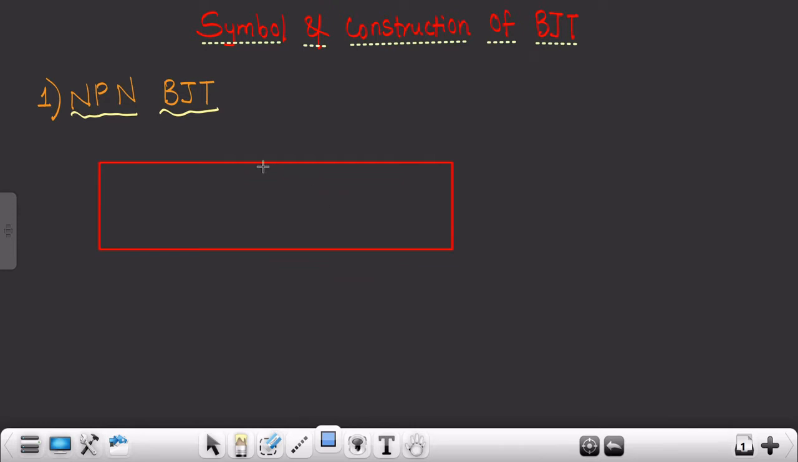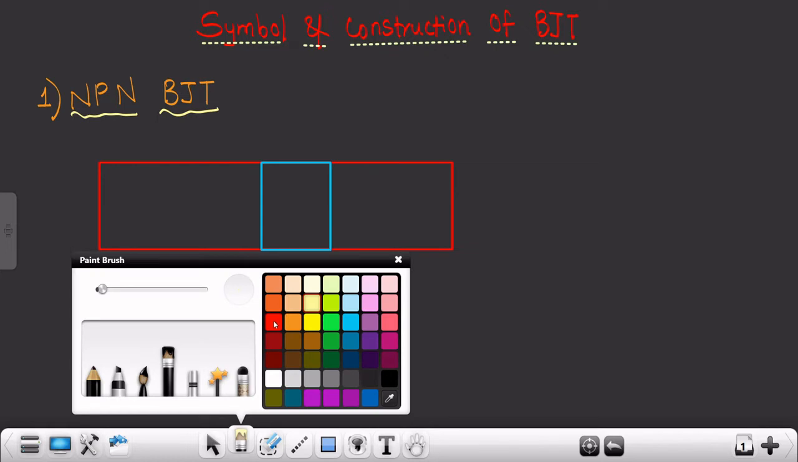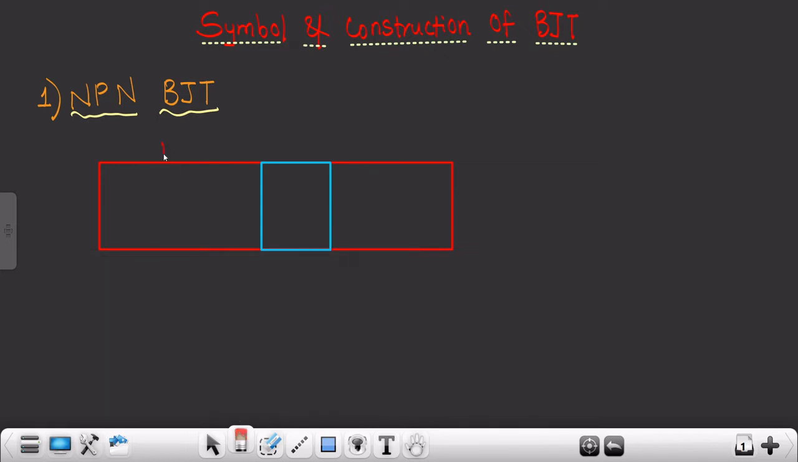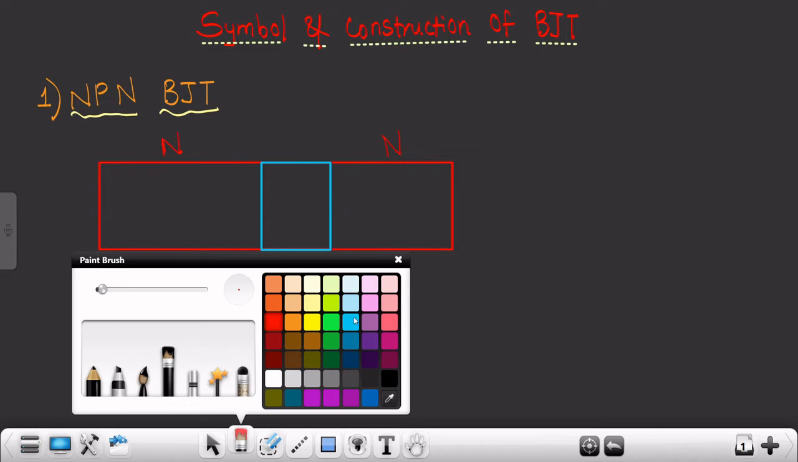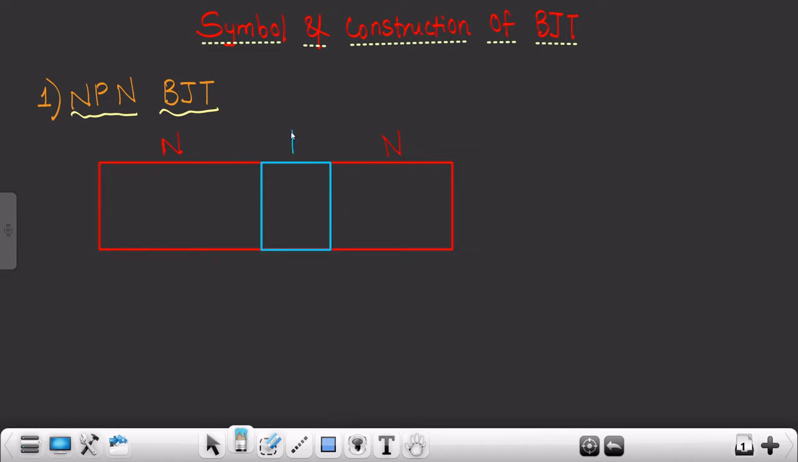Let me take a blue color. I'll draw maybe somewhere over here. Yes, this is what I meant. So basically what you are doing over here, you are taking one N region, and again one N region, but in between both of them you are sandwiching one P region. That means P region is sandwiched between two N regions, and that's why it is known as NPN transistor.